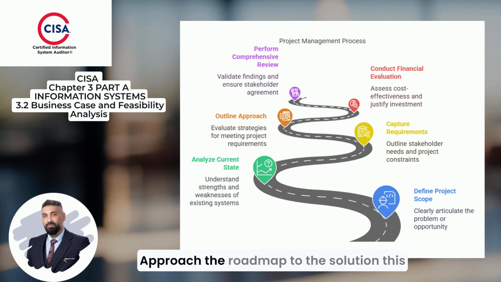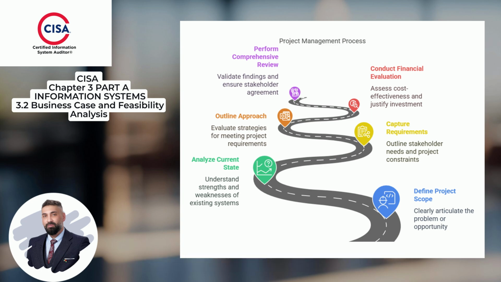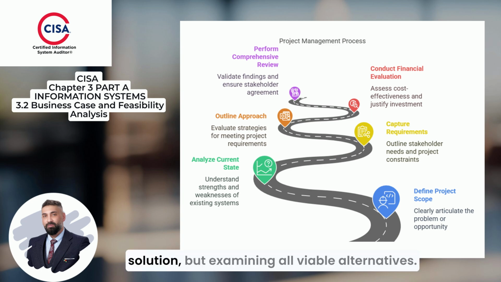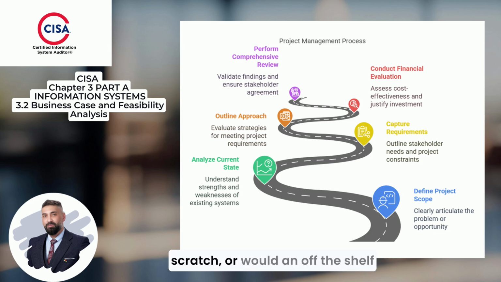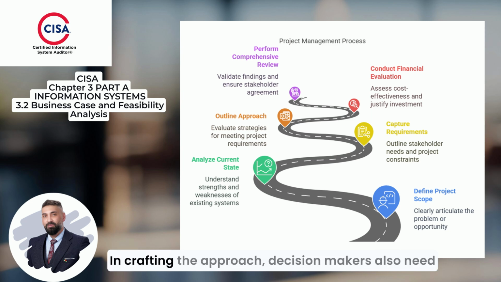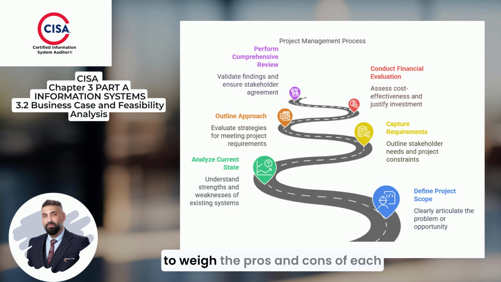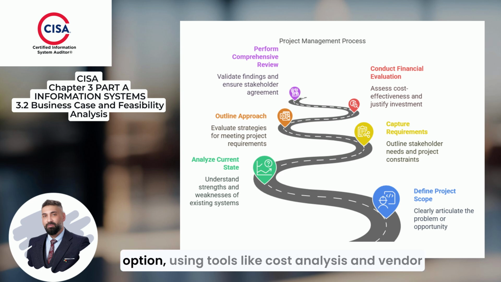4. Approach, the roadmap to the solution. This is where creativity pairs with strategy. The approach defines the course of action you'll take to meet the project requirements. It's not just about outlining one solution, but examining all viable alternatives. Should you build a custom system from scratch? Or would an off-the-shelf software solution save time and money? In crafting the approach, decision makers also need to weigh the pros and cons of each option using tools like cost analysis and vendor proposals to make the best choice.